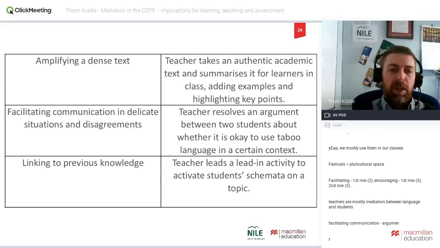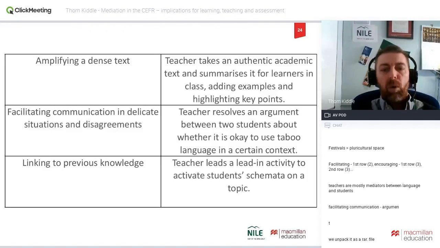When two students are disagreeing about something in the classroom, when we're trying to resolve an argument, then what we're actually doing is facilitating the communication between them in disagreements or in delicate situations. Their disagreement is that delicate situation in the classroom context.